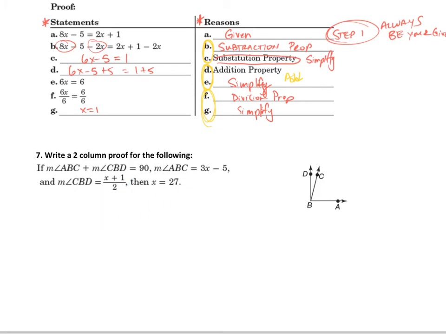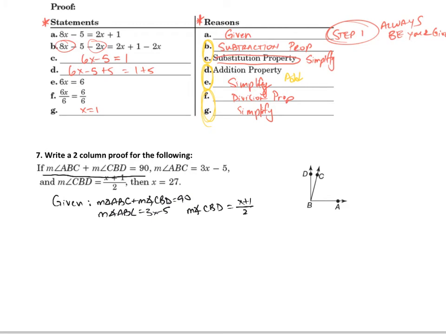So this is really still, even though it's geometric, an algebraic type proof. So I'm going to determine what my given is. Your given will be this if statement. You're given that the measure of angle ABC plus the measure of angle CBD equals 90. You are also given that the measure of angle ABC is equal to 3x minus 5. And you're also given that the measure of angle CBD equals x plus 1 over 2.